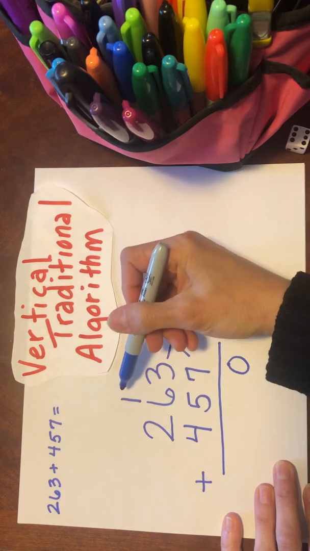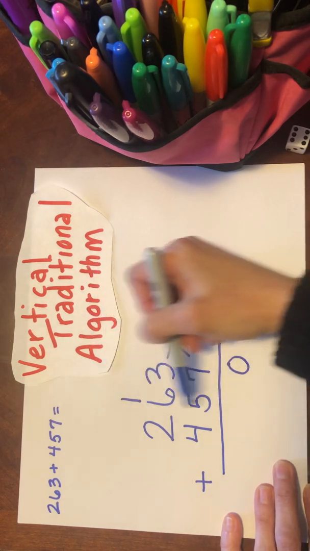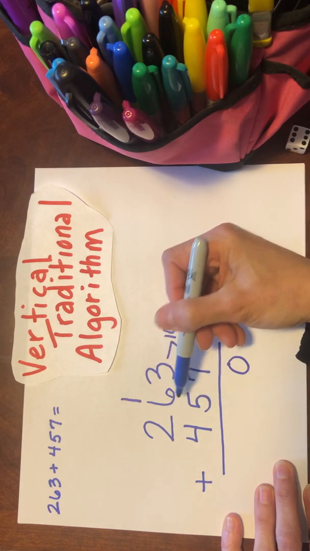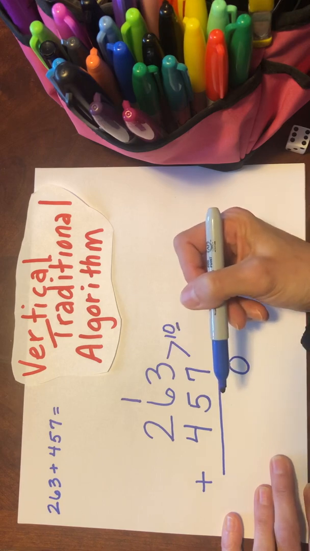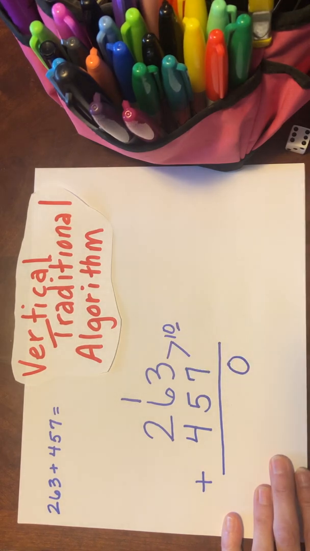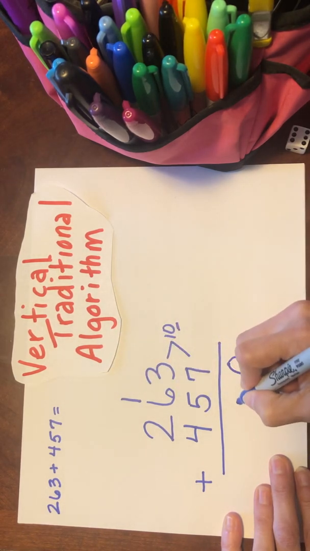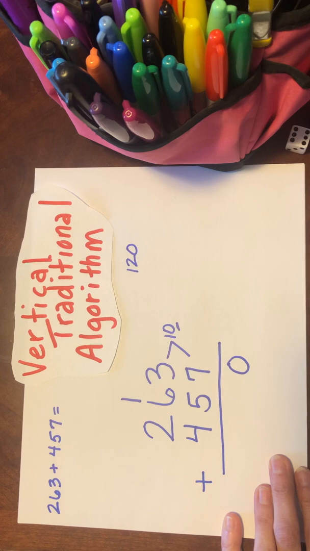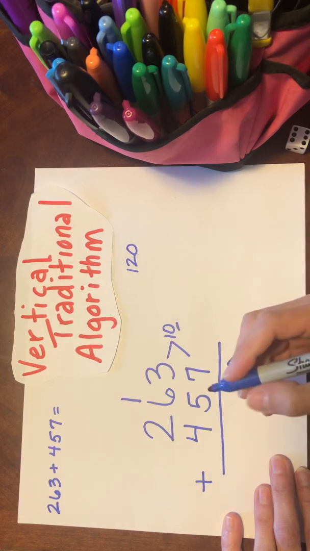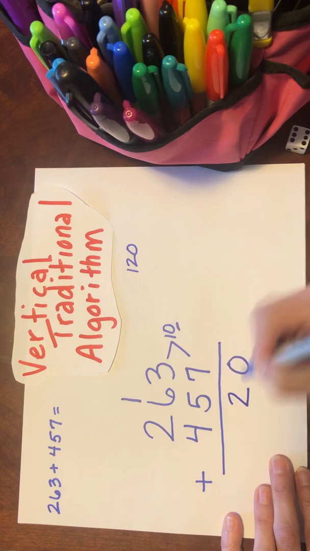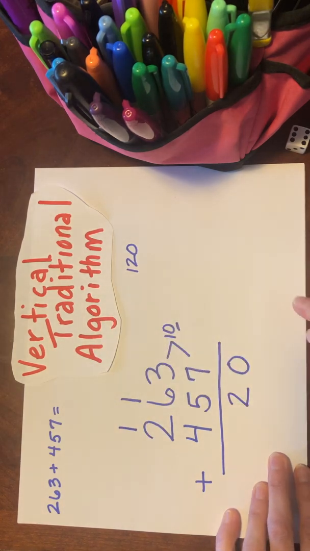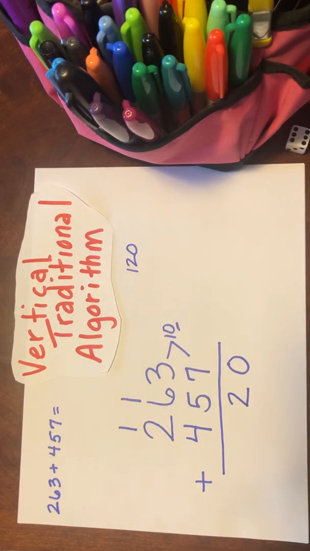Now I'm going to move to the next place value, which is adding my tens. 1 ten plus 6 tens equals 7 tens. 7 tens plus 5 tens equals 12 tens. So I'm going to have 12 tens. Another way to say 12 tens is 120. So I am going to put my 2 here, and I am going to put my 1 up, and I'm going to regroup it into the hundreds.